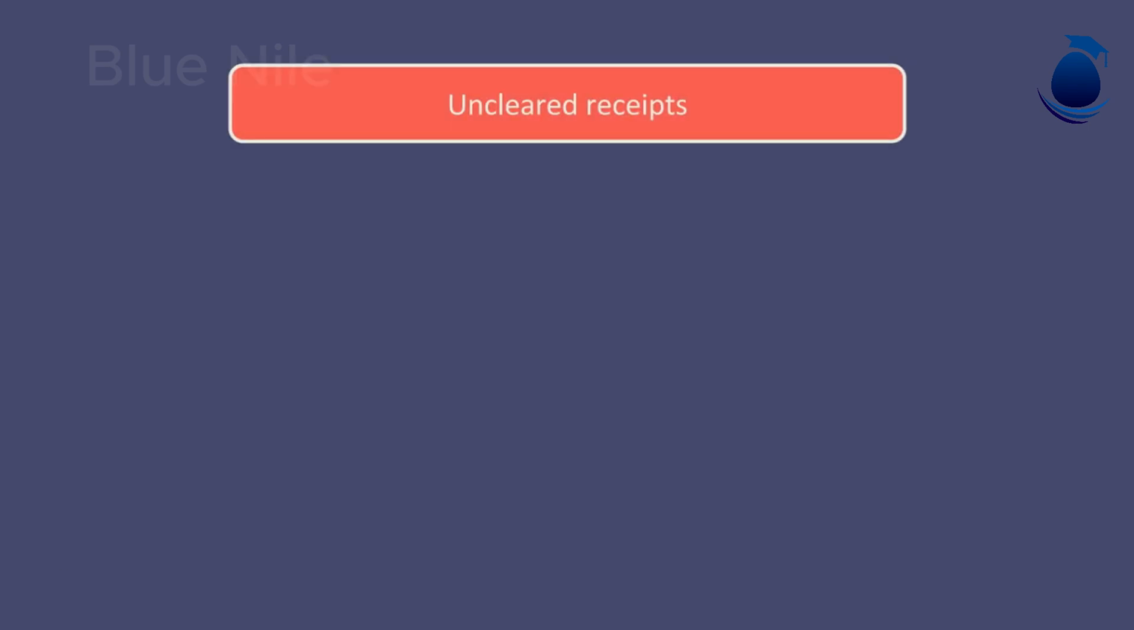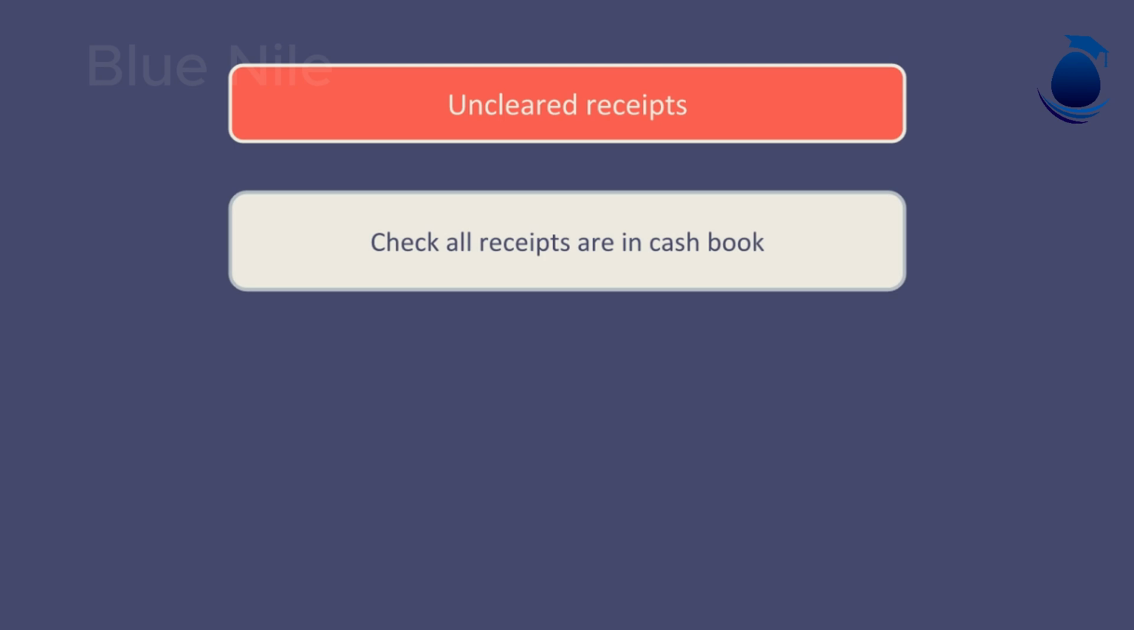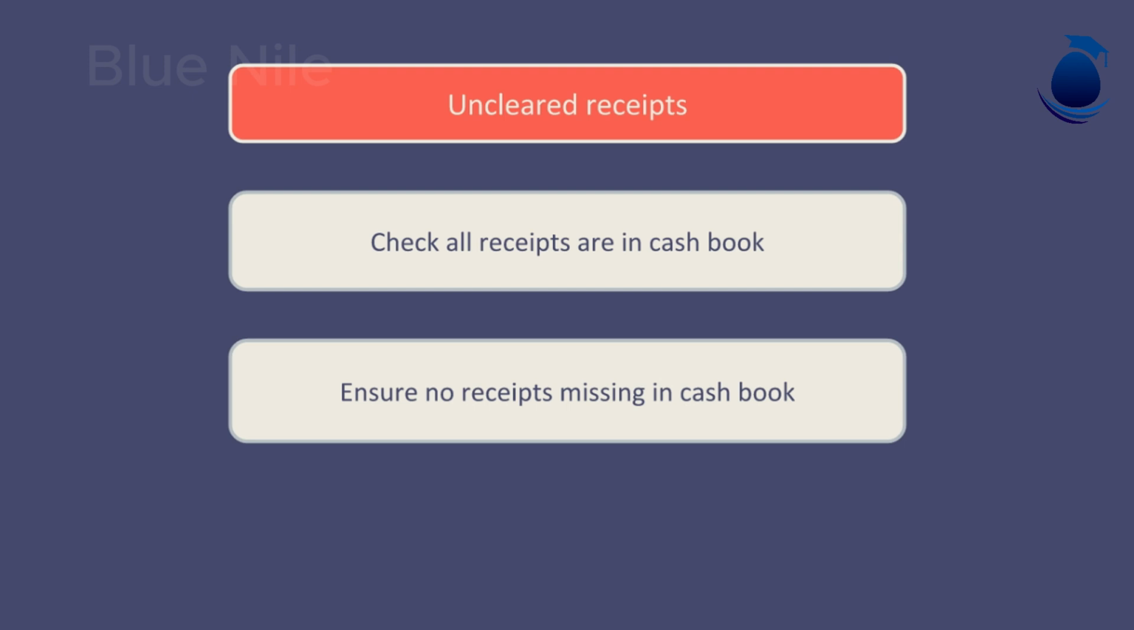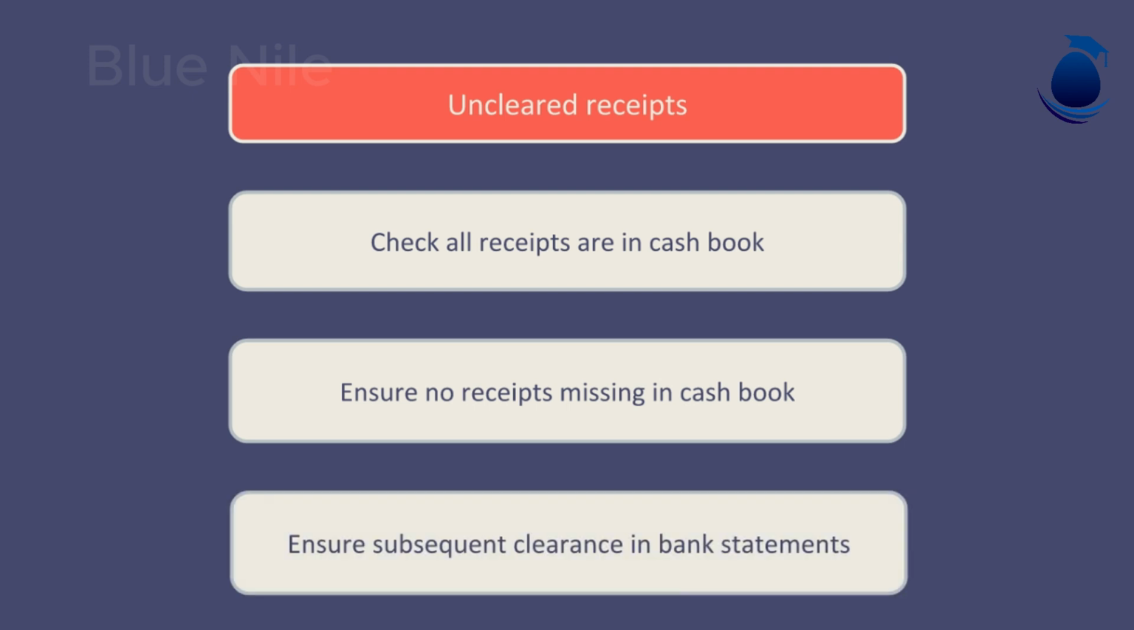Then any uncleared receipts would be audited. They would need to agree that all uncleared receipts on the bank reconciliation are in the cash book. Ensure that there are no missing receipts from the cash book. And inspect the bank statements after the year end to ensure the receipts have now cleared.